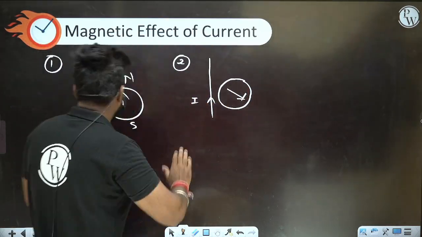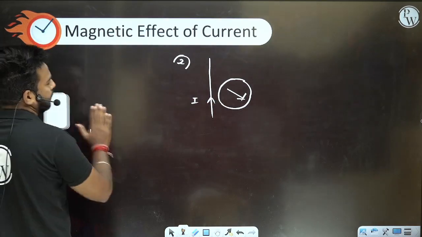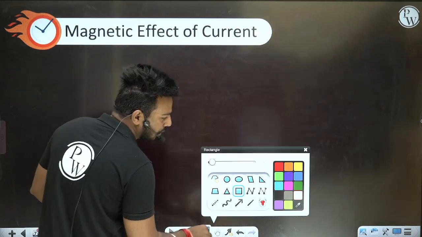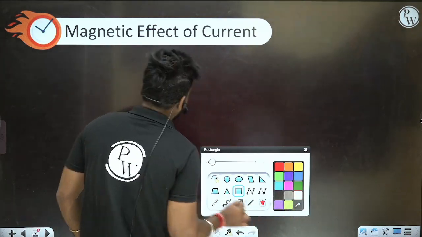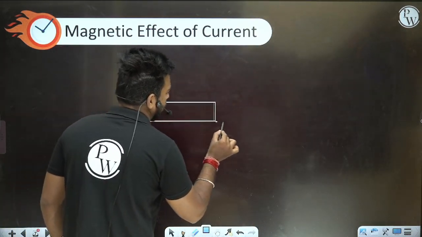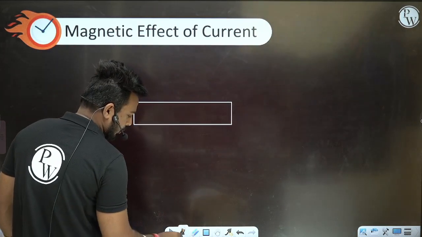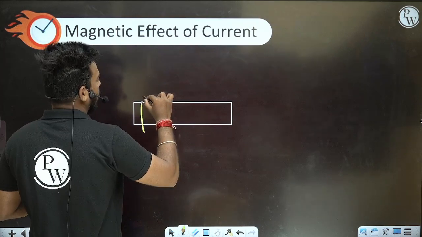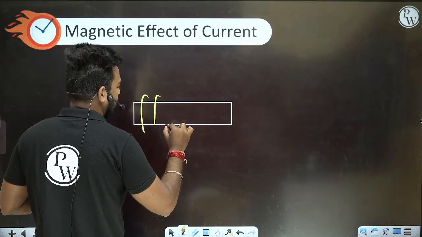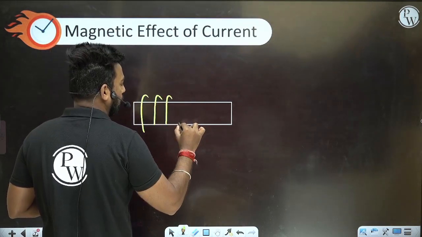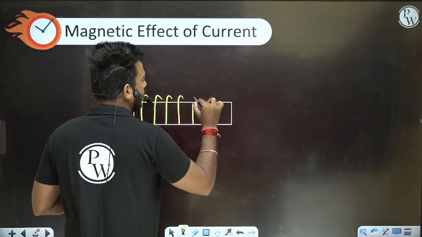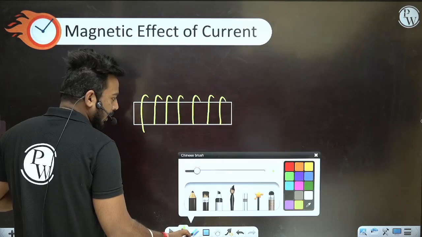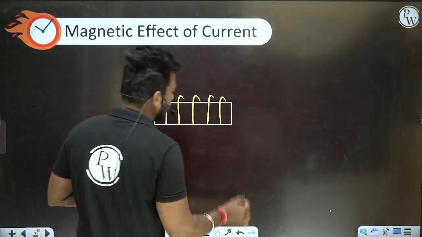So let me take an example here. Just take a piece of soft iron, and a copper wire is wound on it. Commonly the wire may be made of copper, or it may be made of aluminium, and the copper or aluminium wire is wound on it.